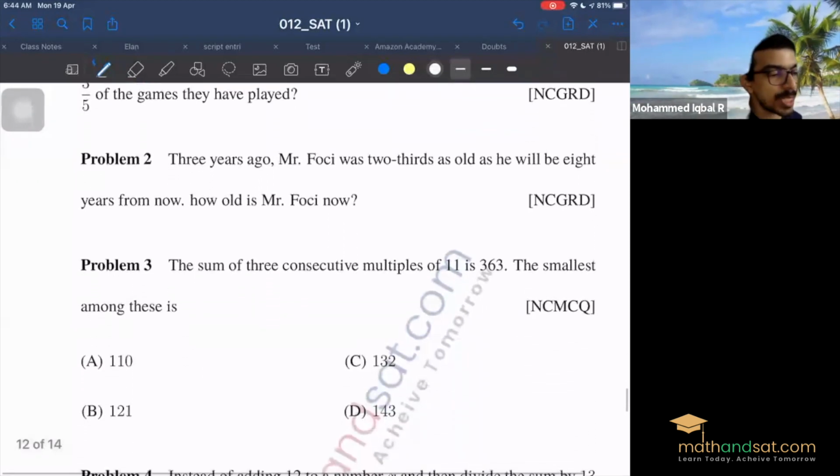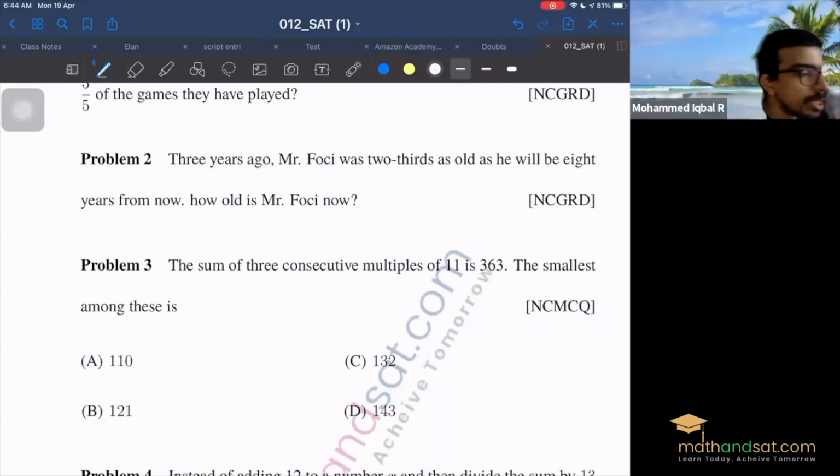Second question. 3 years ago, Mr. Forsyth was two-thirds as old as he will be 8 years from now. How old is Mr. Forsyth now? So, did you guys try this question and get the answer? Anybody has got the answer? Others, can you let me know if you got the answer? Okay, cool.